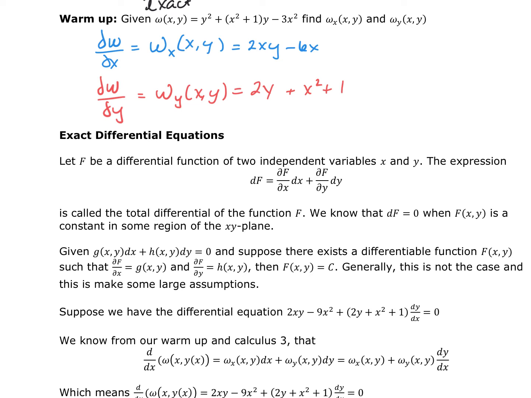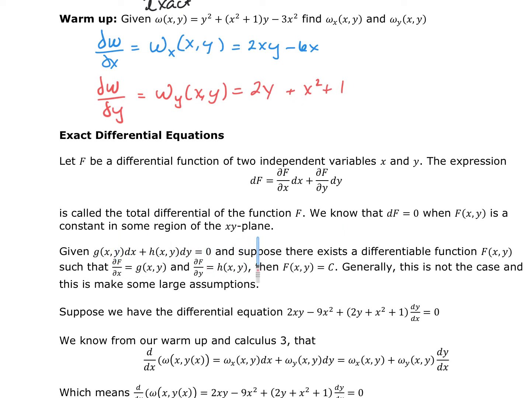So let's explain what an exact differential equation is. Let f be a differentiable function of two independent variables, x and y. Then the differential of f is the partial derivative of f with respect to x dx, plus the partial derivative of the function f with respect to y dy. We call this the total differential of the function f. Now we know that when df is equal to 0, then the function f of x, y is a constant in some region of the xy plane.